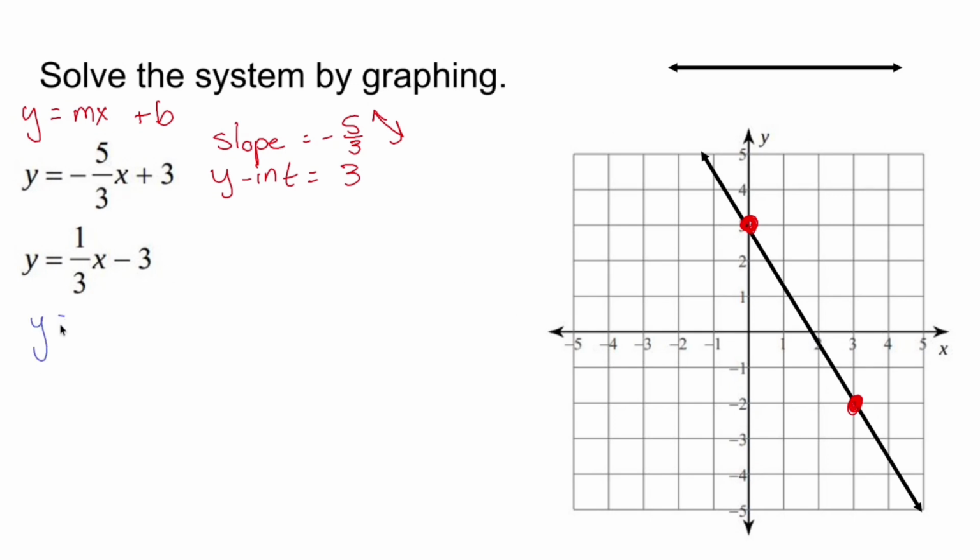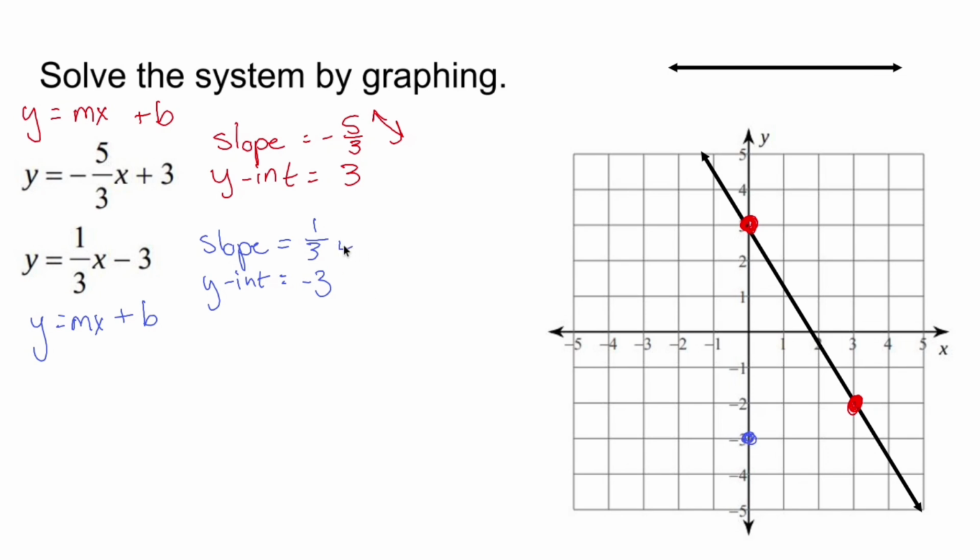Again, this is in slope-intercept form already. That makes life a whole lot easier. So my slope in this case, the number in front of x when y is all by itself, is going to be 1/3. And the number floating around when y is all by itself is my y-intercept. And that in this case is negative 3. So we'll put a dot at negative 3.